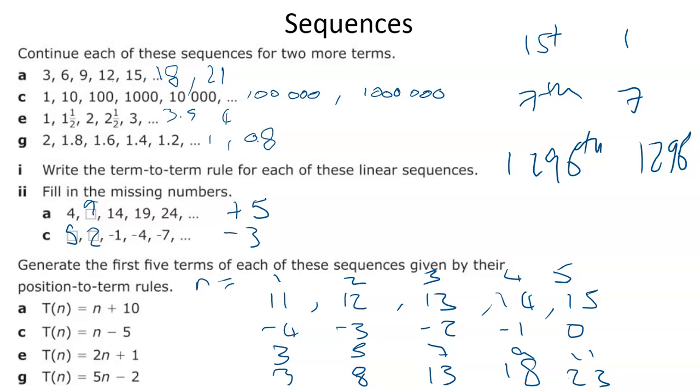So hopefully you can see that for term-to-term rules, you're looking for this link between pairs of terms, and you can do funny things like working out things backwards. If you know the rule here, you can just undo it to go backwards. But the position-to-term rule is actually much more helpful because it tells you, if someone asked you for the 73rd number in the sequence, you wouldn't have to count it all through. You'd just say, well, what's 73 plus 10? Well, the value will be 83 then.